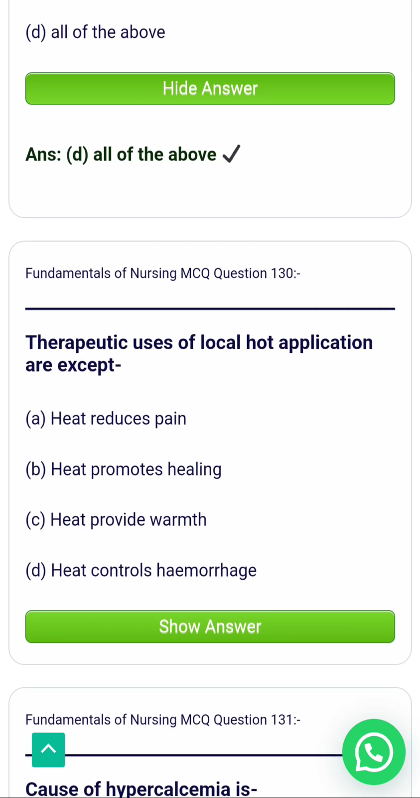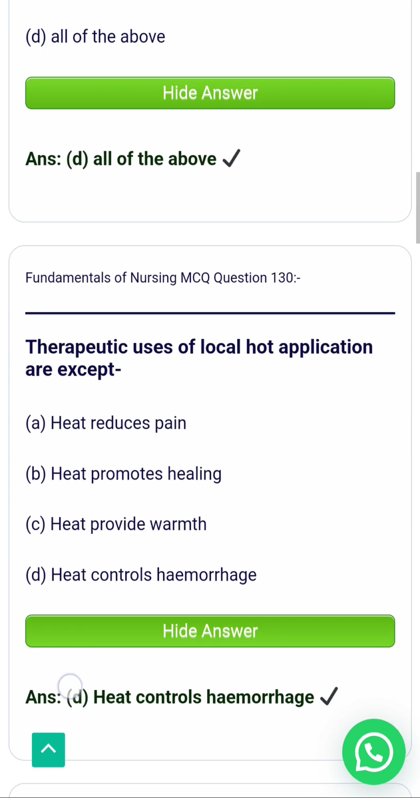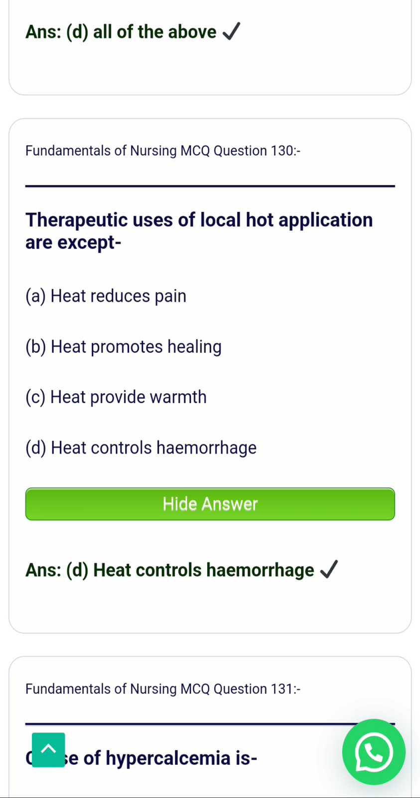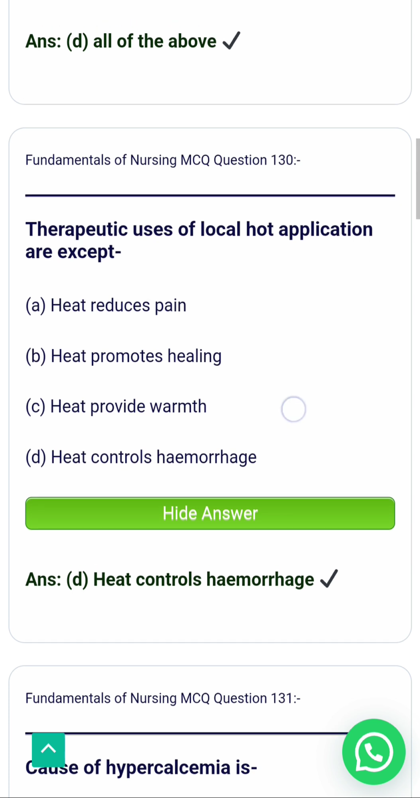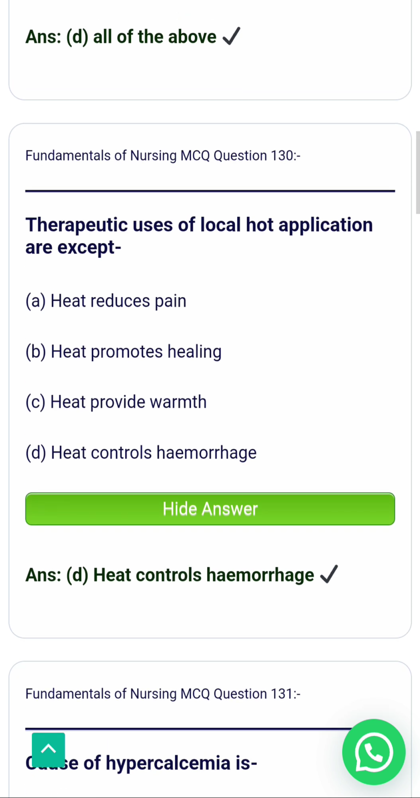Next question, that is, therapeutic uses of local hot applications are, except: A, heat reduces pain; B, heat promotes healing; C, heat provides warmth; D, heat controls hemorrhage. The correct answer is option D. Therapeutic uses of hot applications are that heat reduces pain, heat promotes healing, heat provides warmth, but heat controlling hemorrhage is not a therapeutic use of local hot application. That's why D is the correct answer.